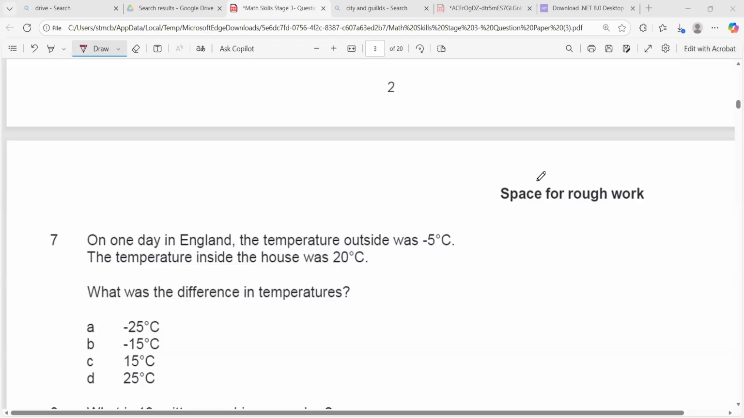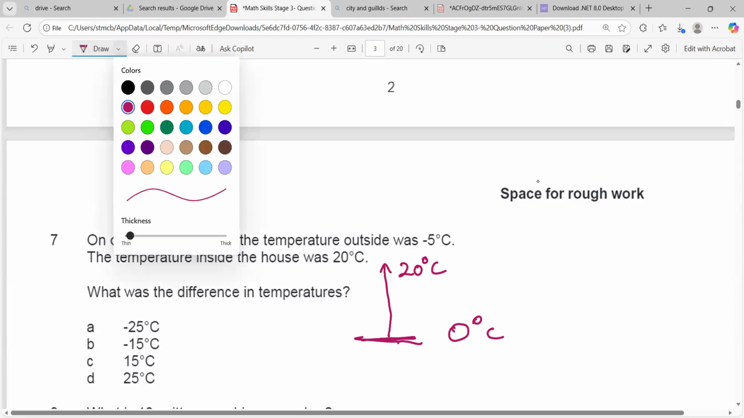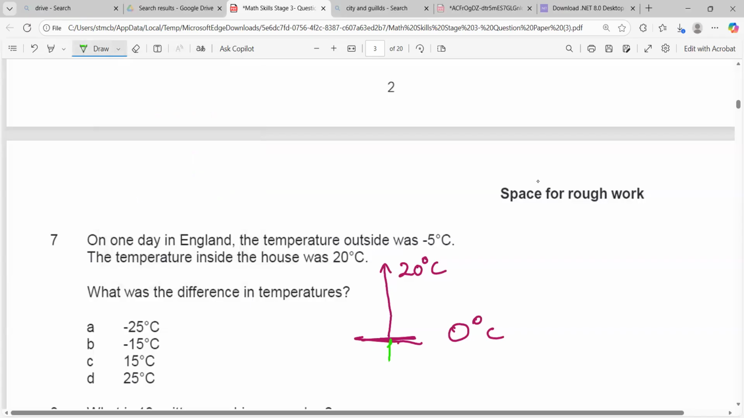Alright, so one day in England, the temperature is -5 degrees. Basically, when the temperature is below zero, it is at the freezing point, right? So zero is the reference point. Above it is the warm temperature, so let's say this is 20 degrees. And down here now, we have cool. So that's why they have the minus, because this is cool. So this is 5, -5.